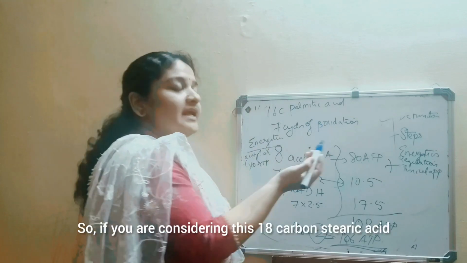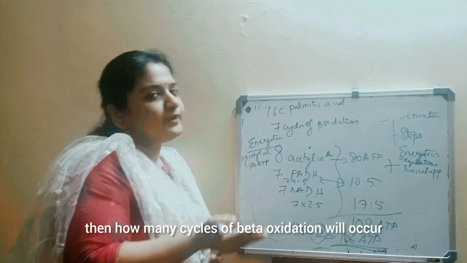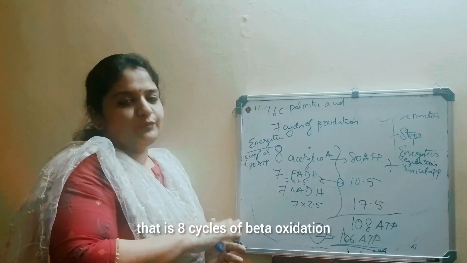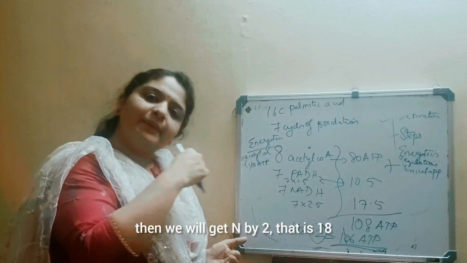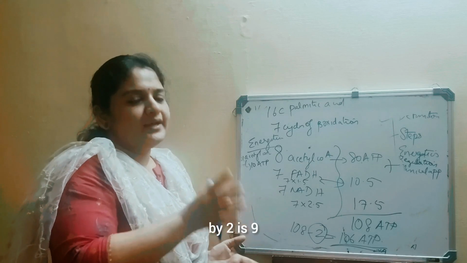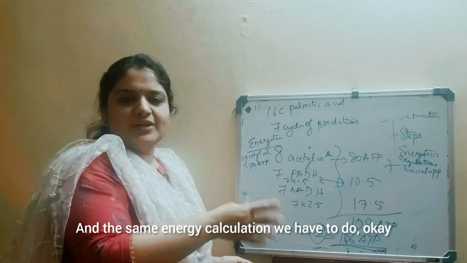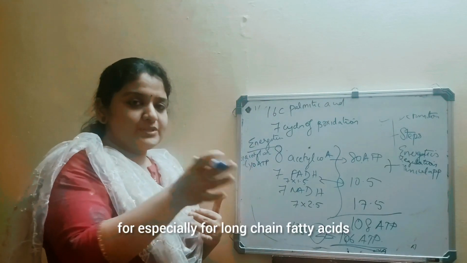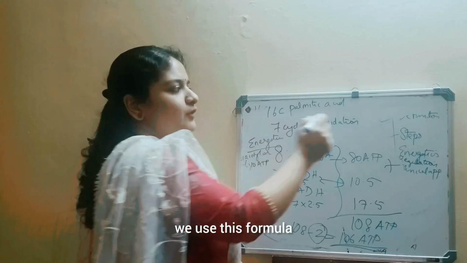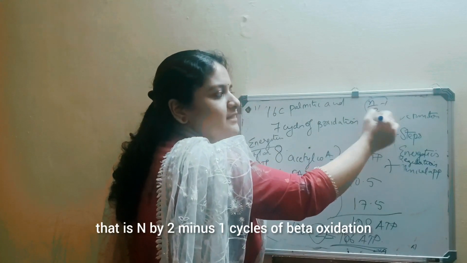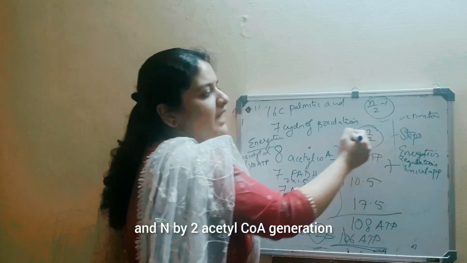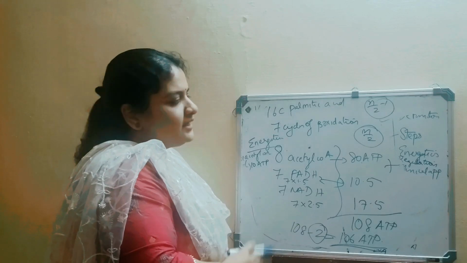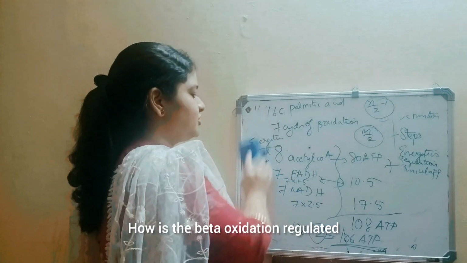If you are considering an 18-carbon stearic acid, how many cycles of beta oxidation will occur? That is 18 by 2 minus 1, that is 8 cycles of beta oxidation. Then we will get N by 2, that is 18 by 2, which is 9 acetyl CoA. And we do the same energy calculation. So for long chain fatty acids, we will use this formula: N by 2 minus 1 cycles of beta oxidation and N by 2 acetyl CoA generation. Fine, so that is about the energetics. Now we will see the regulation. How is beta oxidation regulated?